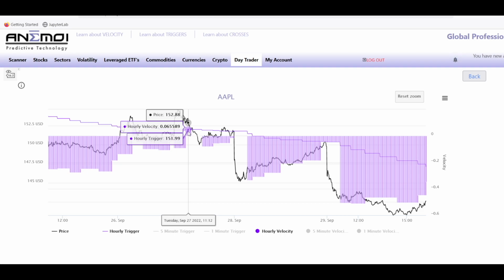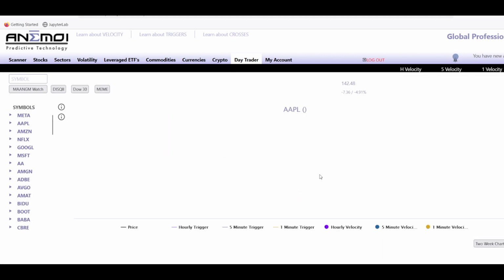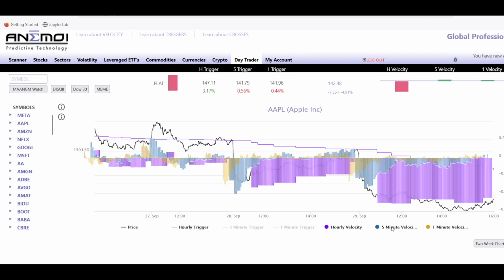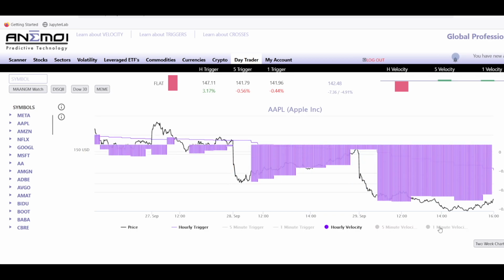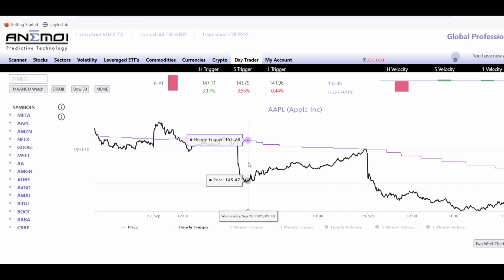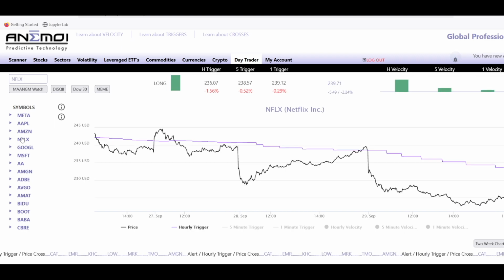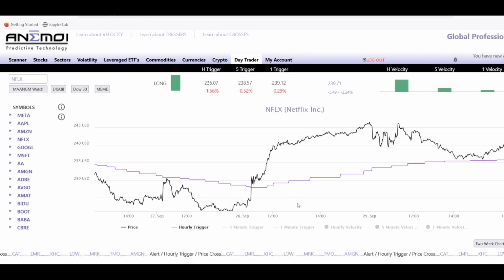So here's how this works. The difference between a regular EMA or a MA, like a moving average or an exponential moving average, like why is the hourly trigger different than an exponential moving average and a moving average? Like kind of looks like the same thing. So the difference between the hourly trigger, here, let's see if Netflix is a good example. The hourly trigger and the EMA is that with the hourly trigger, you also have hourly velocity.